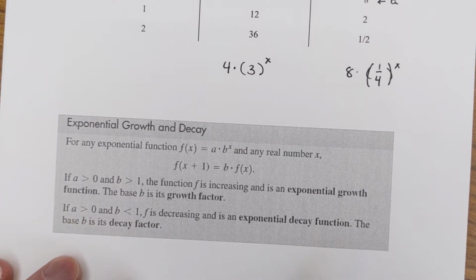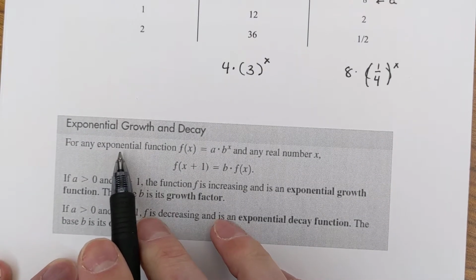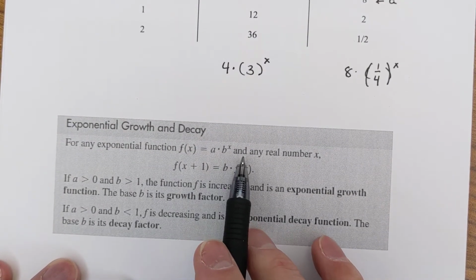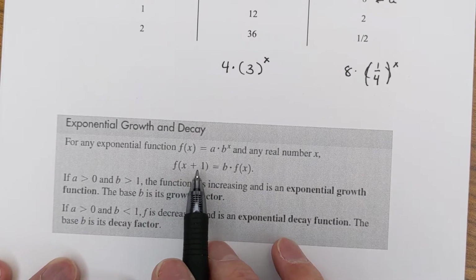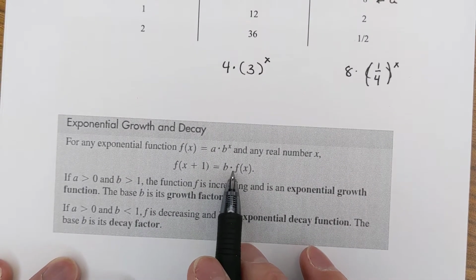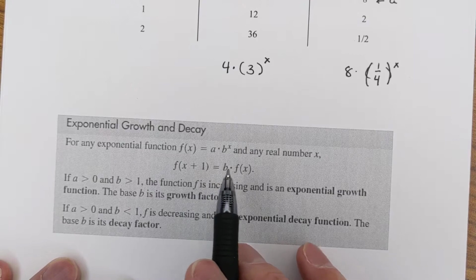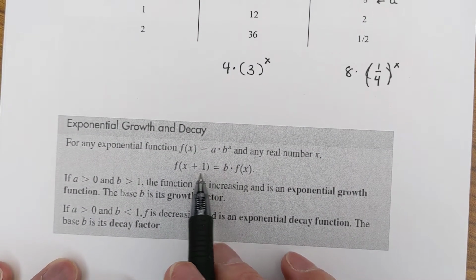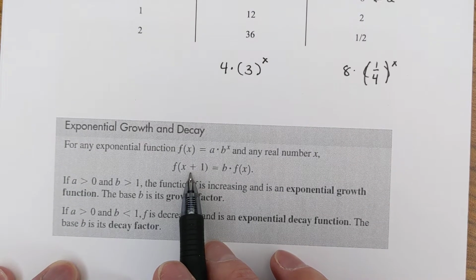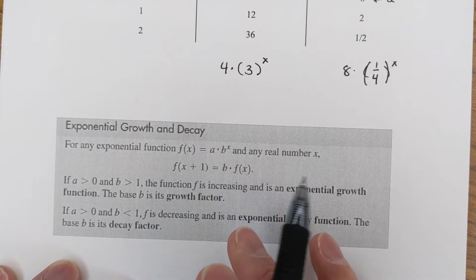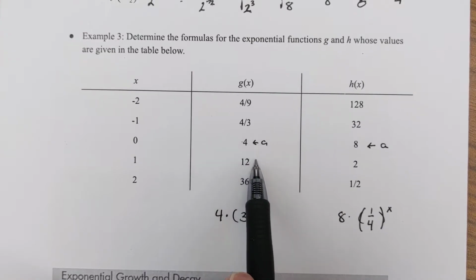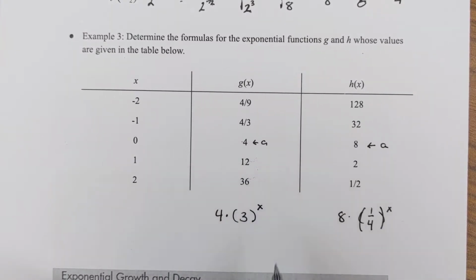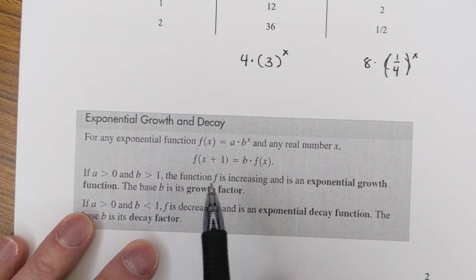Okay, so we have the definitions for growth and decay. For any exponential function a times b to the x and any real number x, f of x plus 1 is equal to b times f of x. Essentially, as x counts up, you are multiplying by some value b. The next term in your table is a multiple of the previous number. That's how I did this up here: the multiplier is 3, so my b value must be 3.